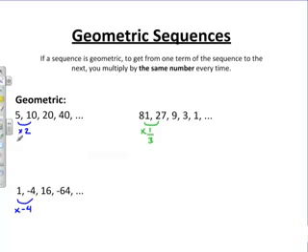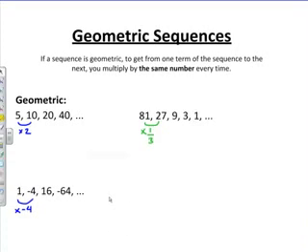What you're multiplying by can be a normal boring number, it can be a fraction, it can be a negative number. They can get more complicated than that. You'll see some examples in our classwork of geometric sequences where you're multiplying by a radical every time. But as long as you're multiplying by the same thing every time, that's called a geometric sequence.